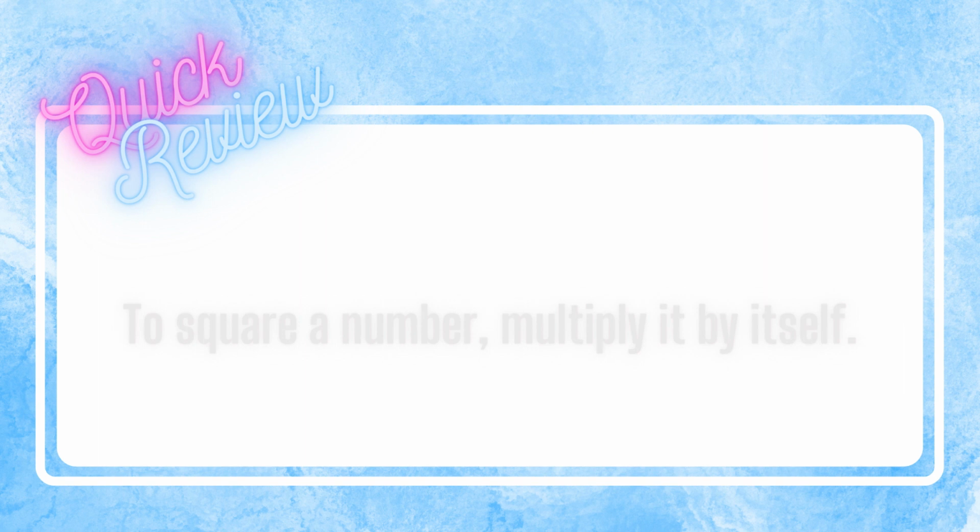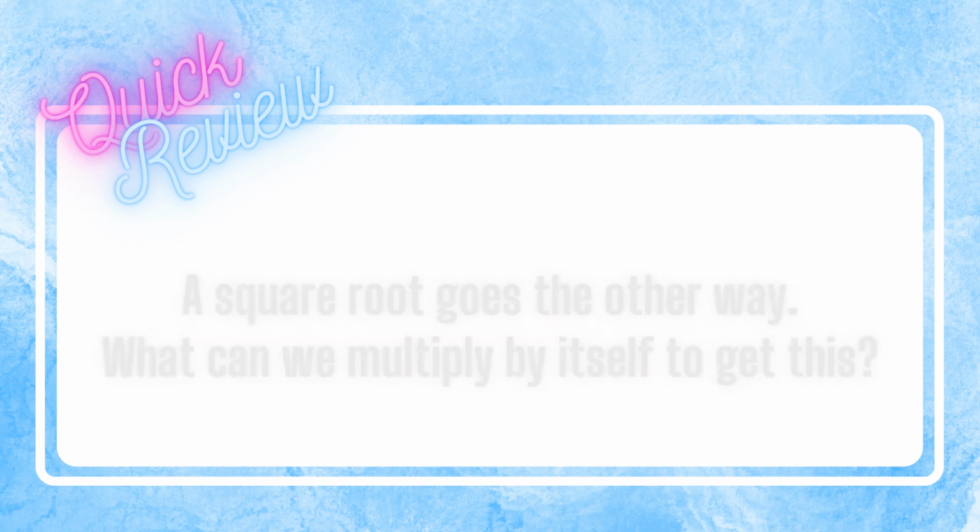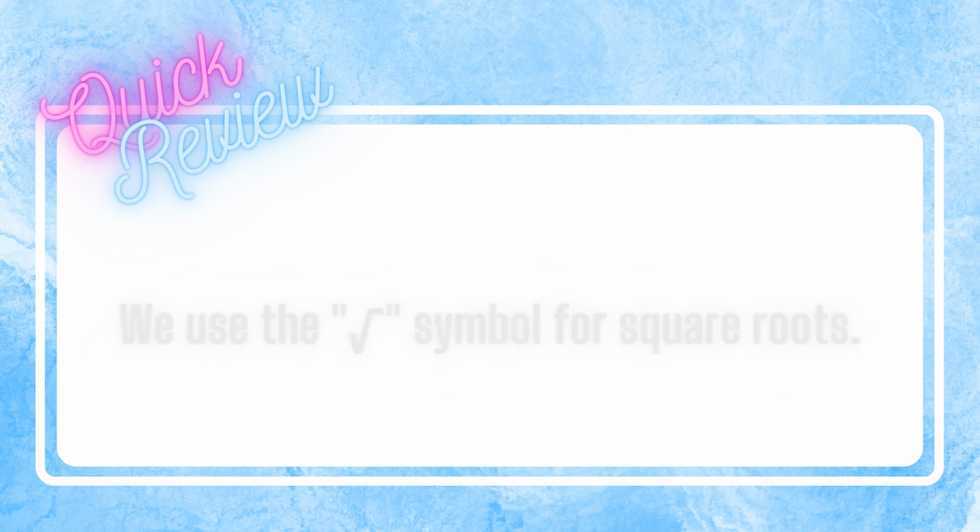Here's a quick review for today. To square a number, simply multiply it by itself. And a square root goes the other way. What can we multiply by itself to get the number? We use this radical symbol for square roots.